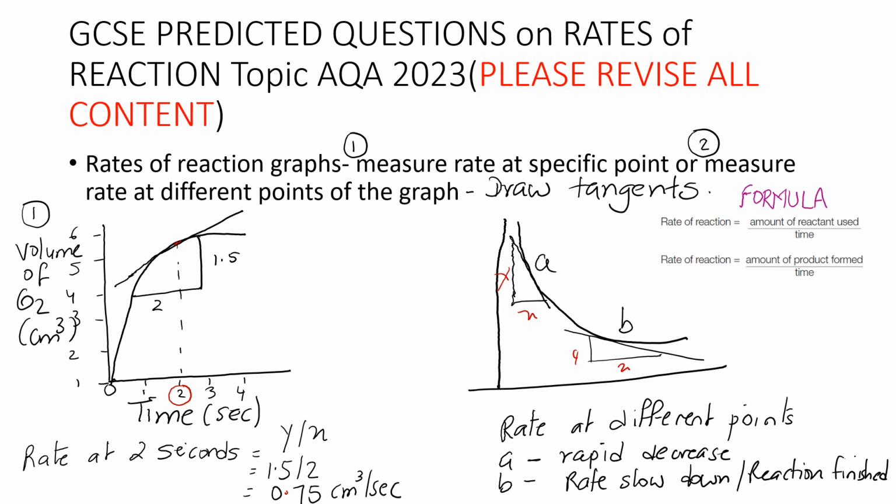In addition to that, they can ask you to use the formula, and if that's the case, then the formula is rate of reaction is the amount of reactant used divided by the time it takes for the reactants to be used, or it could be the rate of reaction is equal to the amount of product that's been formed over a given time. So these are all the ways you can calculate rate in an exam.